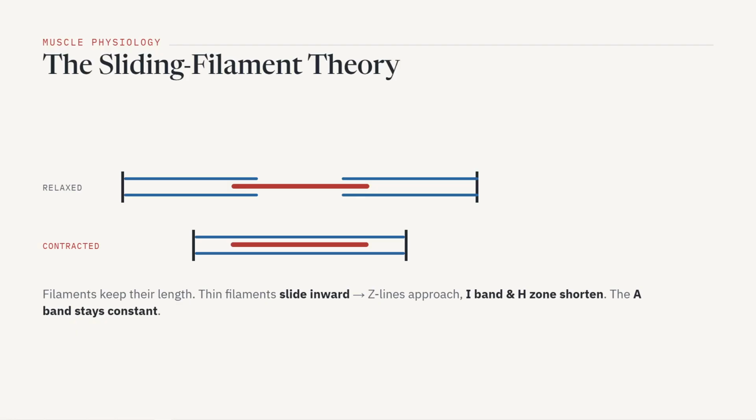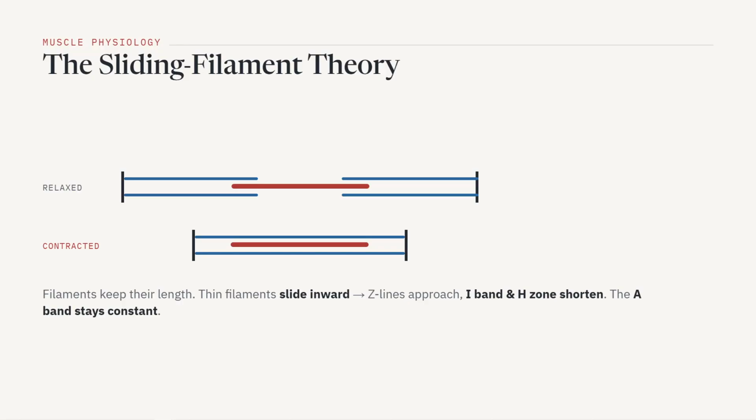Here's the theory that ties structure to function, and its name gives away the punchline. When a muscle contracts, the filaments do not shorten. Instead, the thin filaments slide inward, past the thick filaments, toward the center of the sarcomere. Watch what that does to the bands. The Z-lines are pulled closer together, so the whole sarcomere shortens.